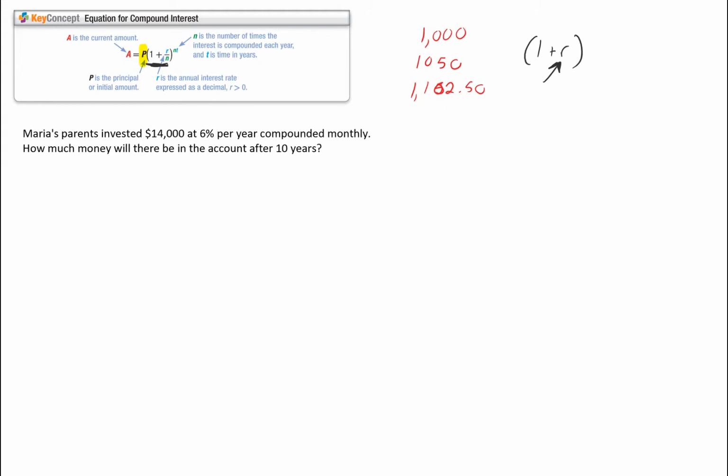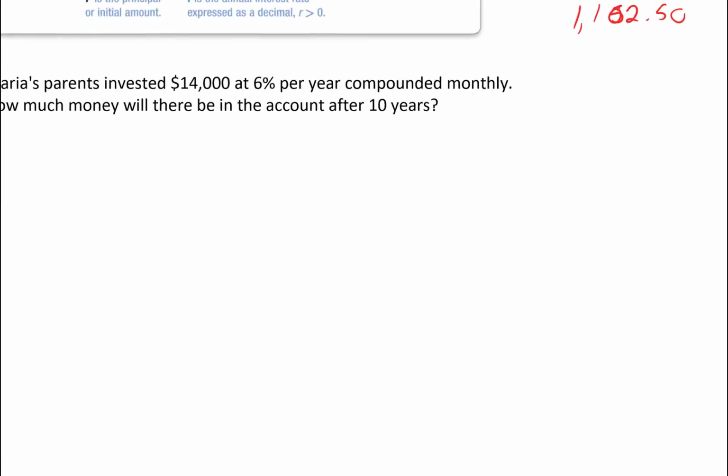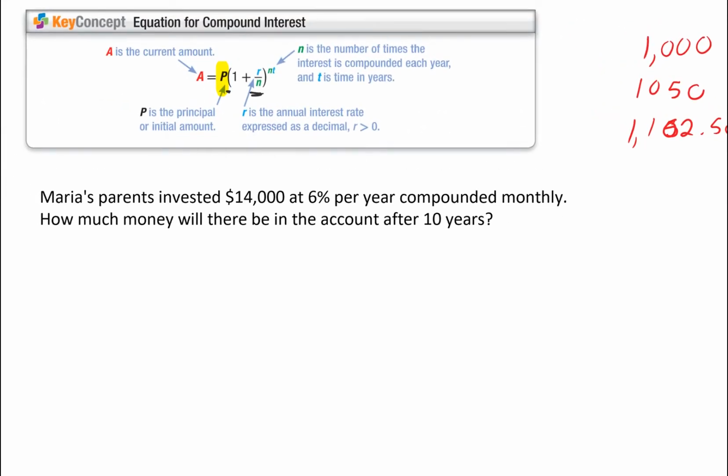Because r is the annual interest rate. So in your account, you will earn 5% or 6% per year. But then also, that interest compounds not always just yearly. Sometimes monthly, daily, quarterly, something like that. And we account for how often it is compounded with this r divided by n.